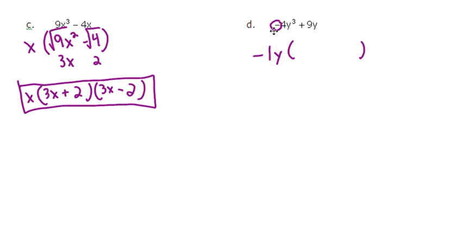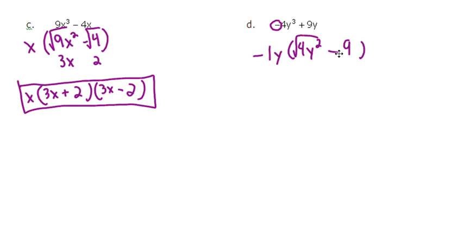So negative 4 divided by negative 1 is positive 4. And if I take out a y, I have 2 left. 9 divided by negative 1 is negative 9. And if I take the y out, I have none left. So now I look inside, I have two terms and a minus sign.